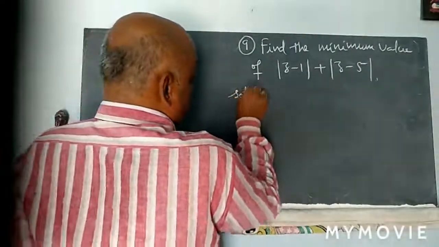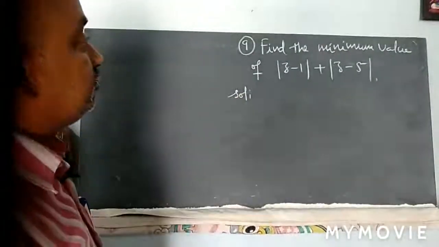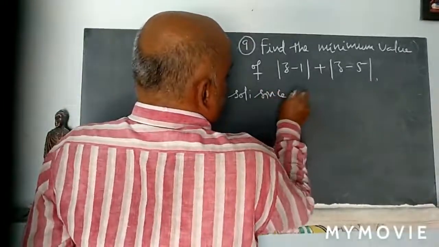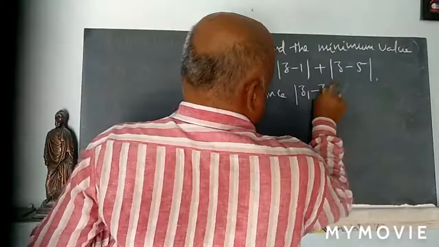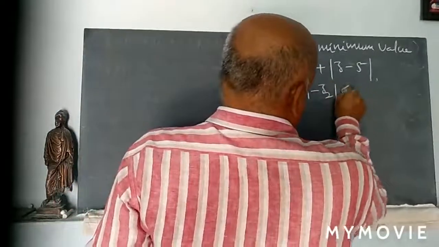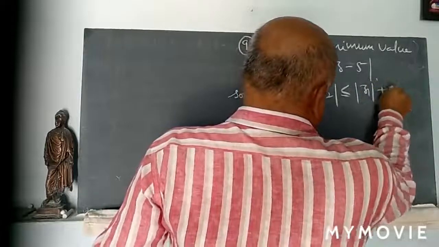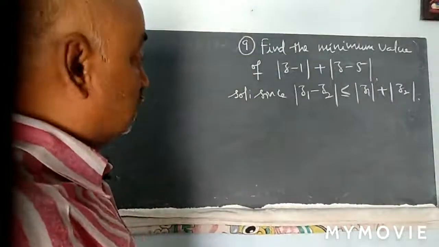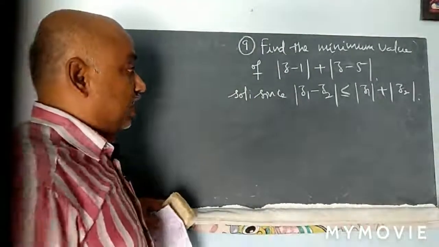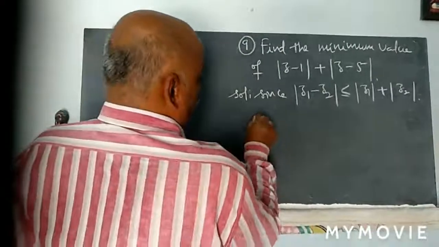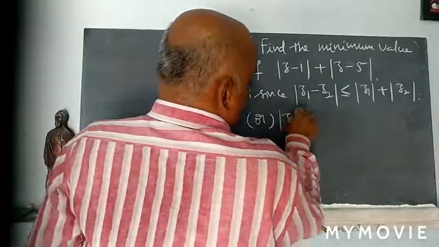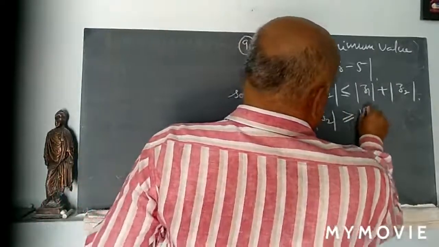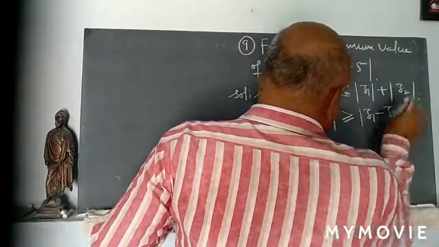Solution. Since |z1 - z2| is always less than or equal to |z1| + |z2|. This is a known principle, it is an inequality. Therefore, |z1| + |z2| is greater than or equal to |z1 - z2|.